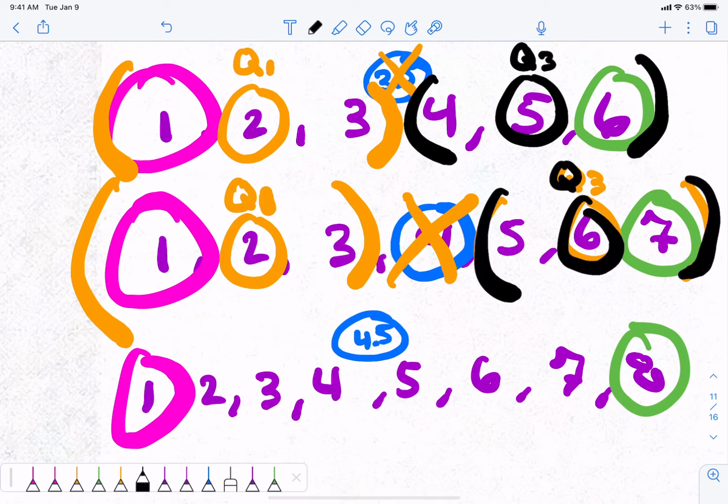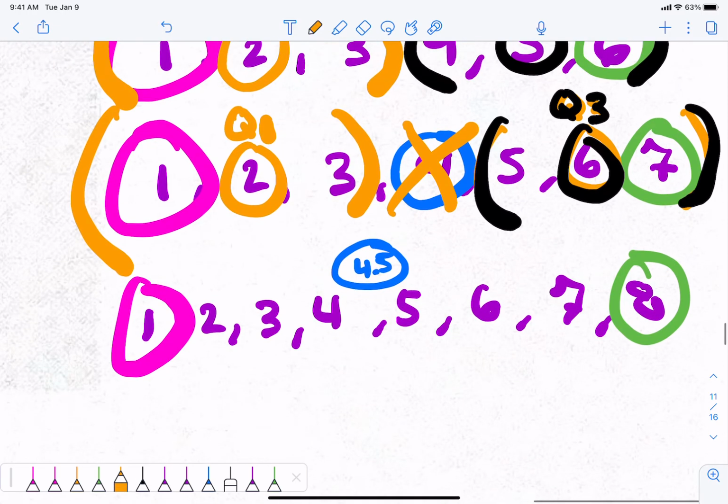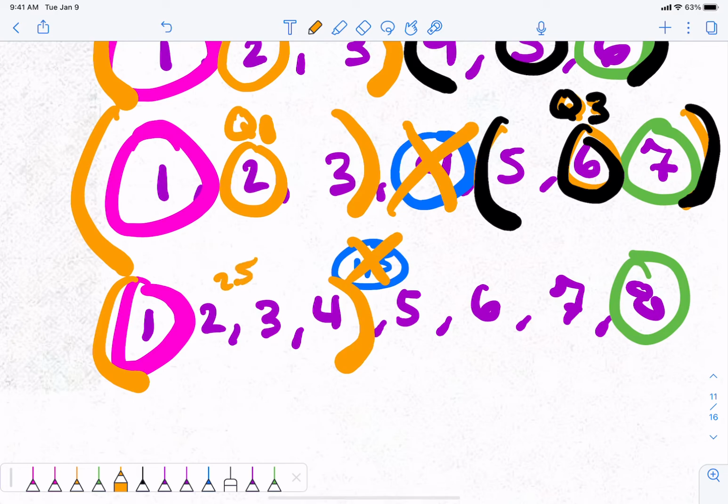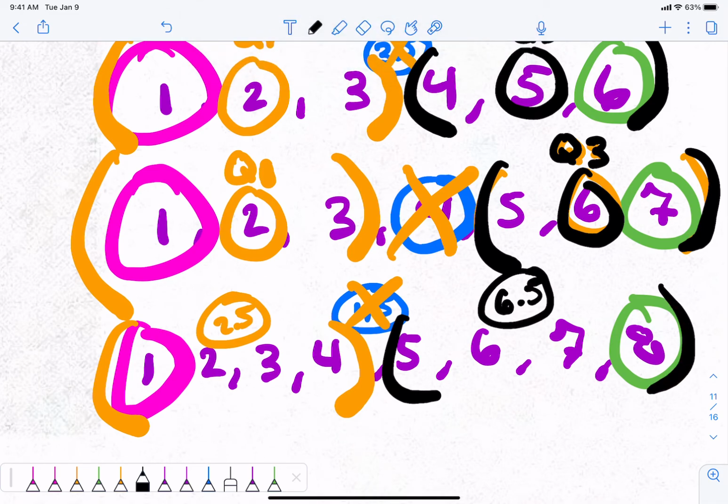Does this make sense? The last data set, I toss the 4.5 out, so I'm still allowed to use 4 when I'm finding the median. 2.5 is going to be the Q1. And here it will be 6.5. Does that make sense? Those are my Q1 and Q3. So the median gets tossed out when you're finding Q1 and Q3. That's the rule. All right.